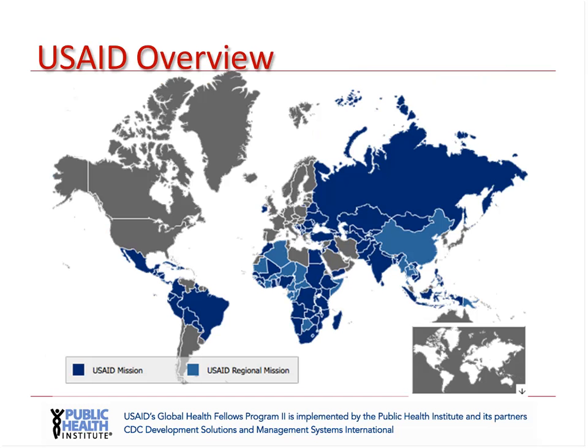Within the broad field of global health, USAID divides its work into environmental health, family planning, health systems, HIV/AIDS, infectious diseases, maternal and child health, and nutrition. GHFP-II works with USAID in all of these areas and more. As you can see from this map, virtually no area of the world is outside of the agency's work.